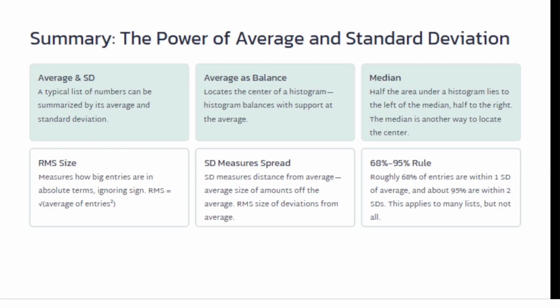The RMS size of a list of numbers measures how big the entries are in absolute terms, without considering their signs. We learned that standard deviation measures the distance from the average. It's a measure of the average size of the deviations from the average. It's the RMS size of deviations from the average. That's the standard deviation. We also learned an important rule, which says roughly 68% of the entries on a list of numbers are within one standard deviation of the average, and about 95% are within two standard deviations of the average. And we learned that this is true for many lists, but not all.